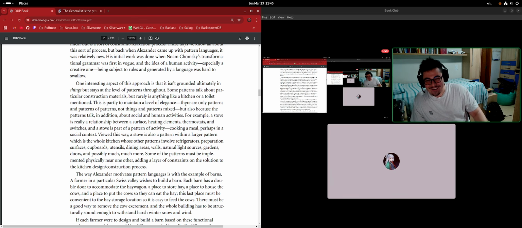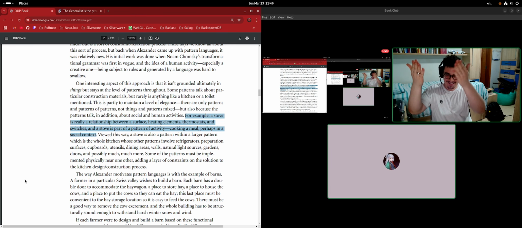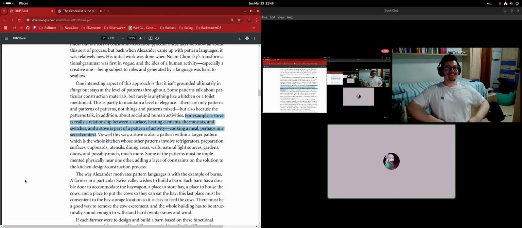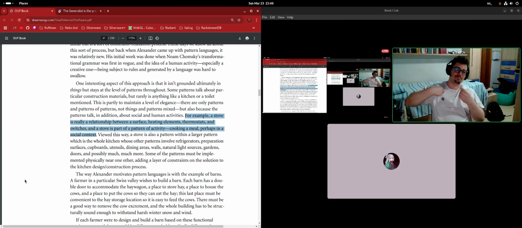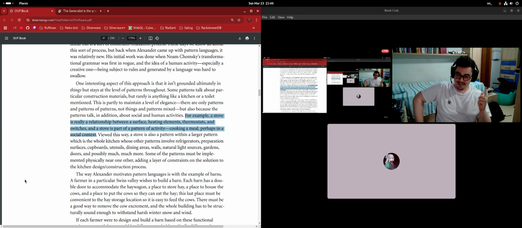Well, wait a moment though. Isn't what I said just like this, an example? A stove is a... Category theory shows up in unexpected places. Yeah, so the ability to describe stuff using its surroundings, that's universal construction. And this is an example.